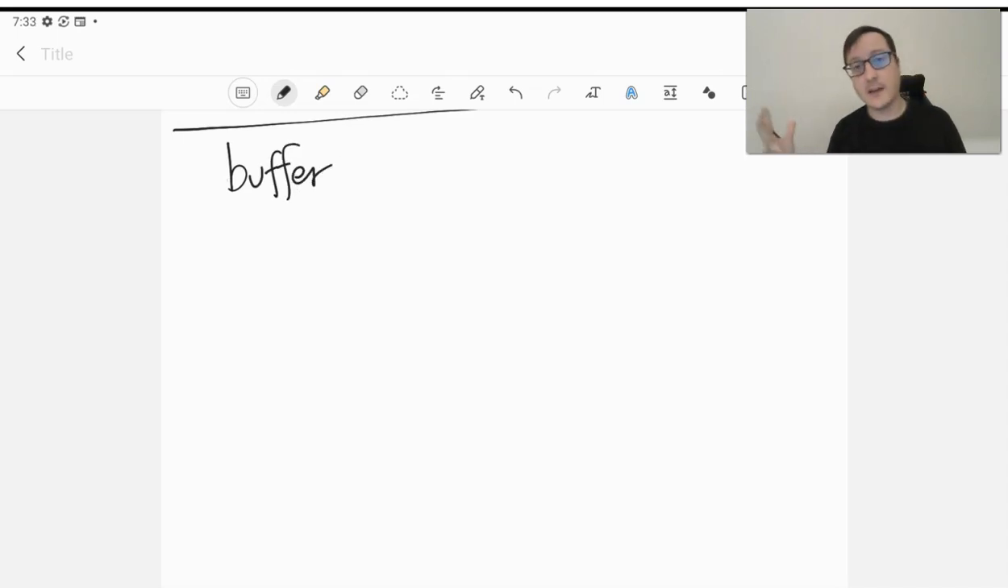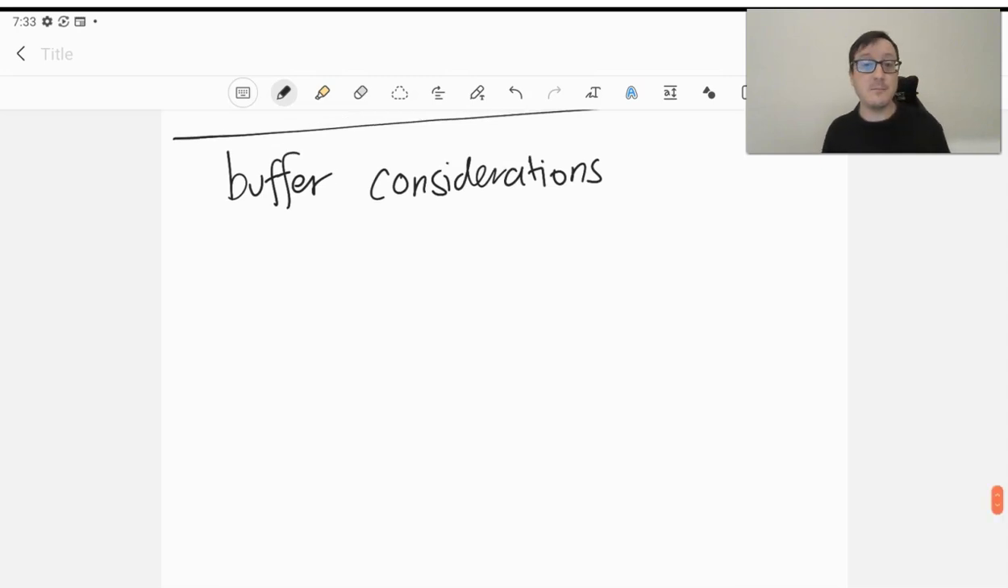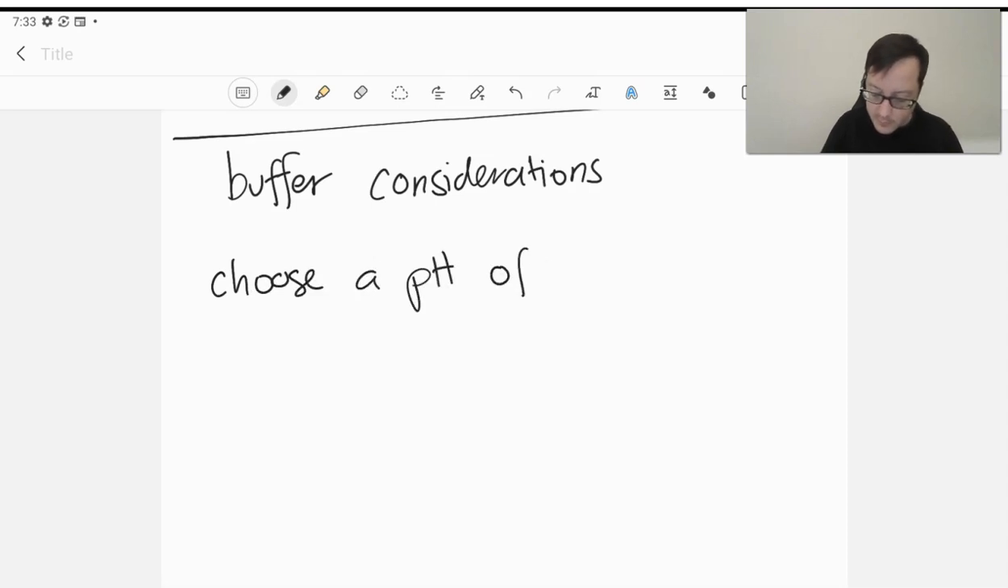Let's finish this section by doing some last little thoughts and considerations about buffers. So we saw that they are used to prevent change in pH, making them extraordinarily important for biological systems. But we have a couple more things we can talk about with them. First off, we can determine how to make them. We can choose a pH of a buffer.